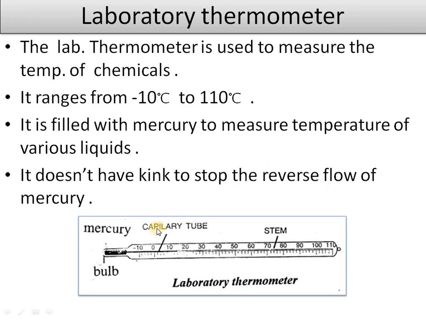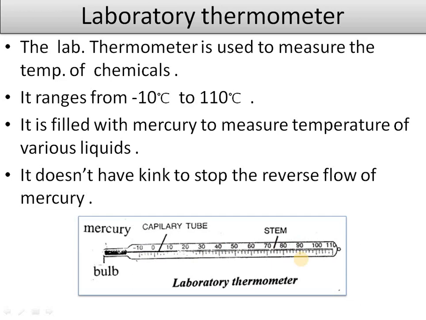Okay, we can see this thermometer has no kink. There is no narrow constriction there. So this is the bulb, mercury filled, capillary tube. I have already explained this thin glass tube. These are markings. Okay, it starts from minus 10 to 110 and all these sections.